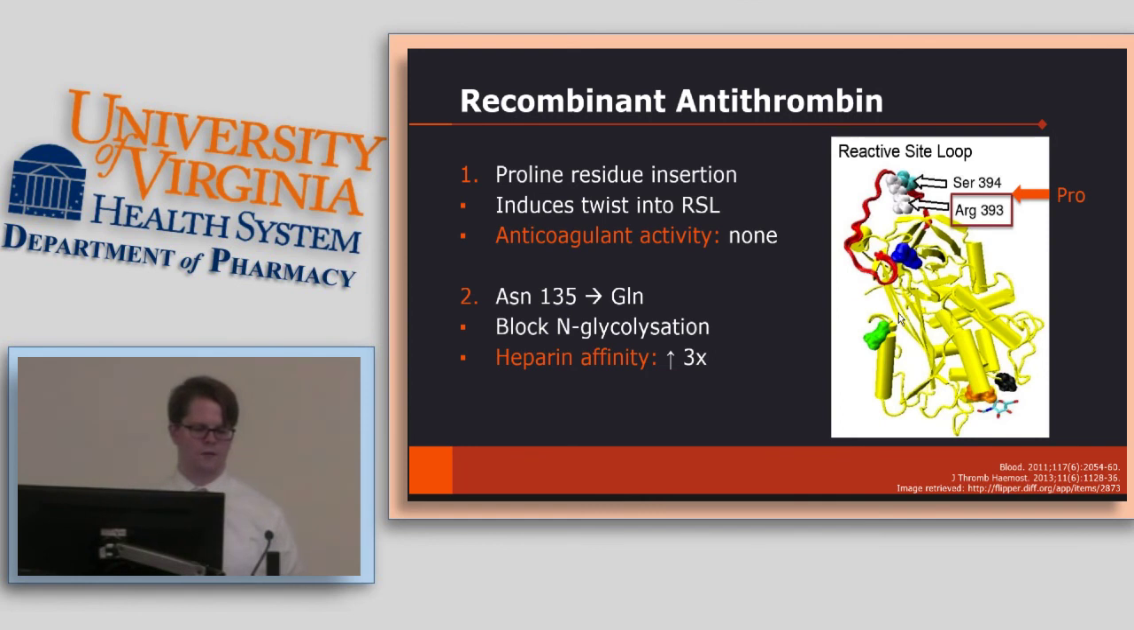The first option that was looked at was recombinant antithrombin. By inserting a proline residue between arginine 393 and serine 394, they were able to alter the conformation of the arginine, completely abolishing anticoagulant activity of the antithrombin. And then using a second point mutation by substituting glutamine for asparagine 135 and blocking N-glycosylation, they were able to increase the heparin affinity about threefold.